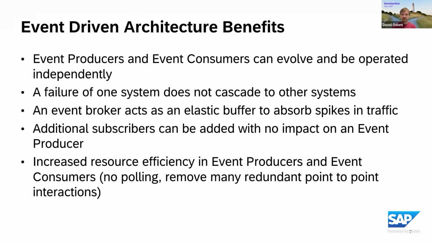So this intermediary, the event broker, can act as an elastic buffer. It can absorb spikes in traffic, and related to the failure point above, it can deal with various outages or unplanned downtimes of all the connected systems without negative impacts on the others. Additional subscribers can be added without any impact on an event producer. You don't have to go back to that event producer and wire up another integration to a different system. If it's later added into the landscape, the event producer is already emitting the events. It doesn't even need to know what systems are consuming downstream, or even if there are any.